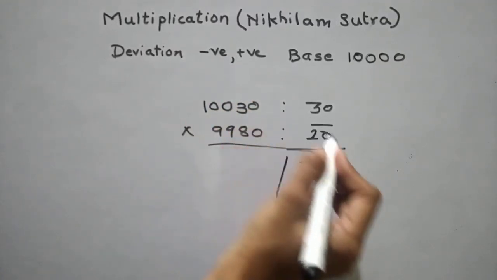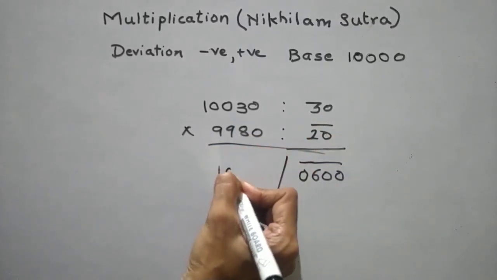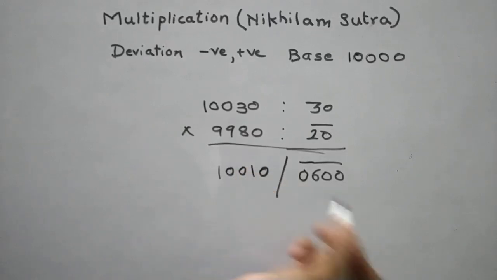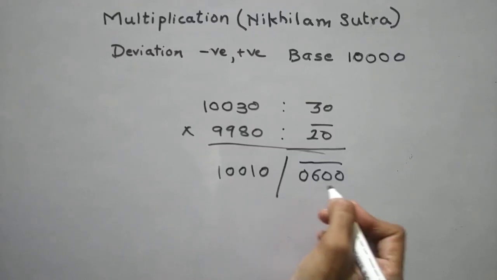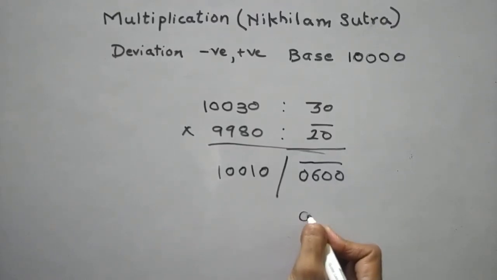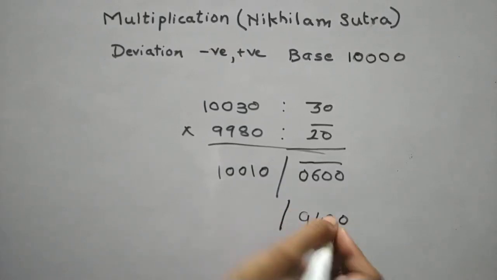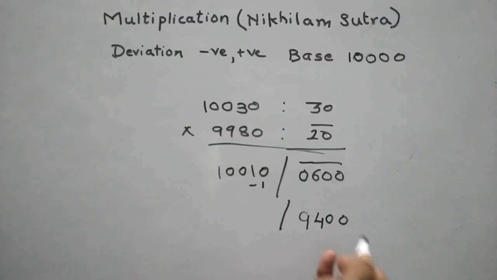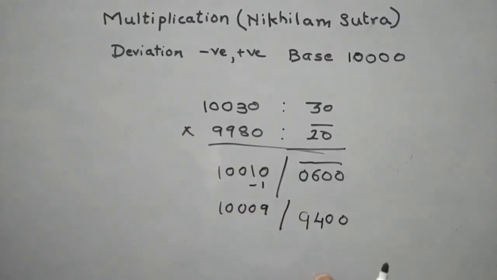Now this minus this, or 9980 plus 30, gives you 10010. In the same way, 10,000 minus 600 gives you 9400, and here you do minus 1, so it will be 10009. So the final answer is going to be 100099400.